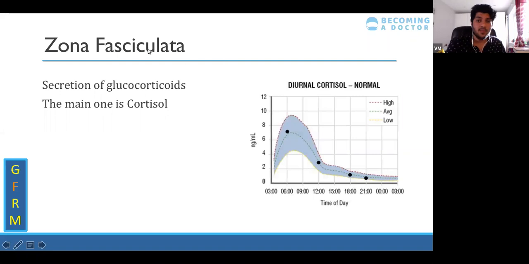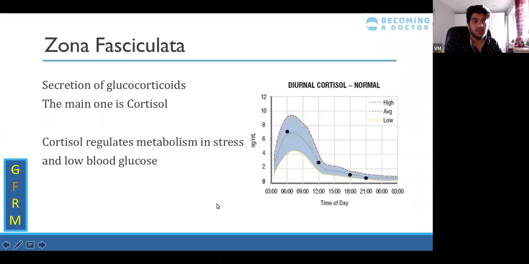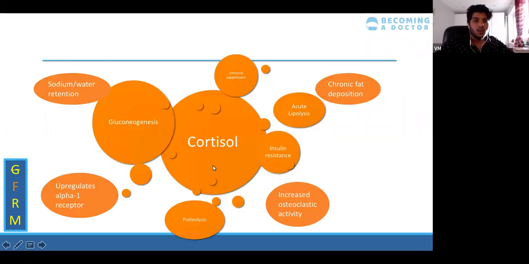If we have a look at the levels of cortisol throughout the day, we tend to have this diurnal pattern. So we have more in the morning, and it goes down in the afternoon and evening. And it basically is important in the regulation of our metabolism in stress and in low blood glucose. It has a wide variety of actions, which we're going to go on. It's quite a complicated hormone, but there are a few things that you need to know about it. So here's a really ugly diagram of what cortisol does.